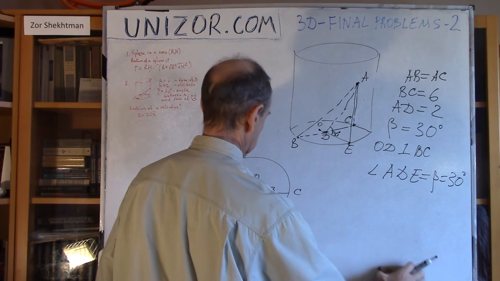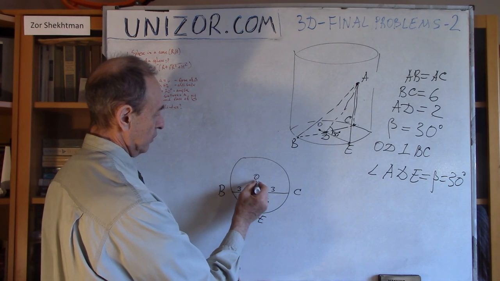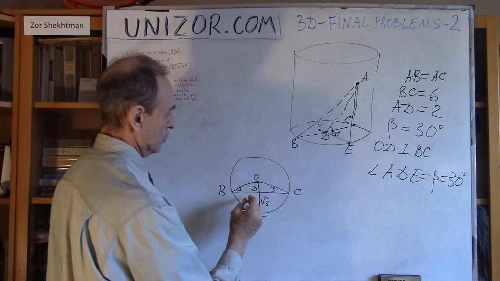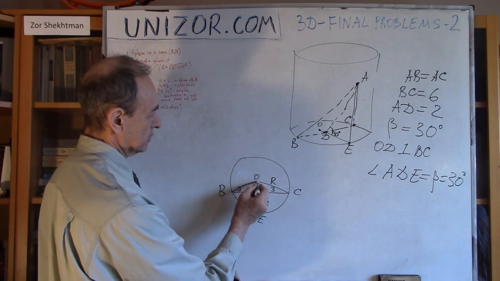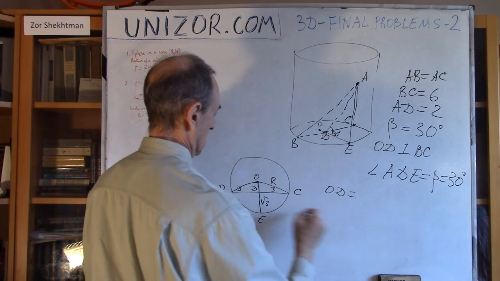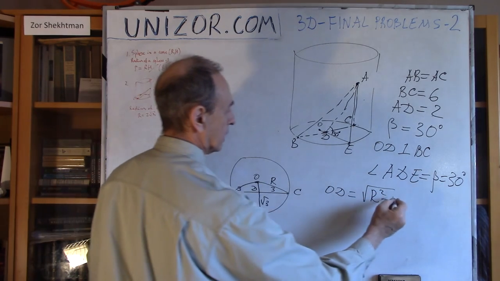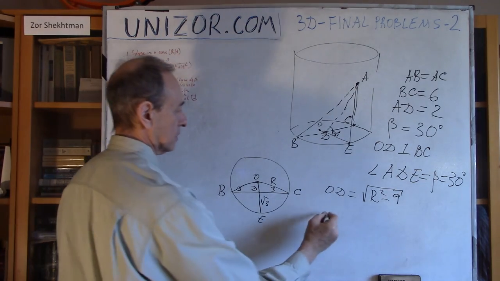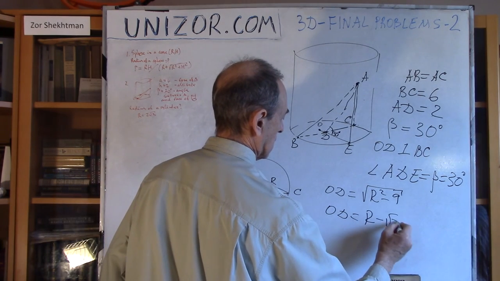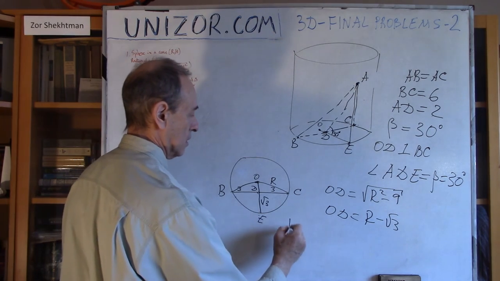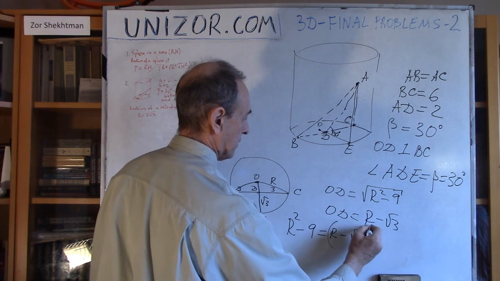Okay, if you connect these, you consider this is R, right? And OE is also R. So on one hand, OD is equal to square root of R squared minus 3 squared, right? Minus 9. On another hand, OD is equal to R minus square root of 3. So here we have an equation: R squared minus 9 is equal to (R minus square root of 3) squared, right?